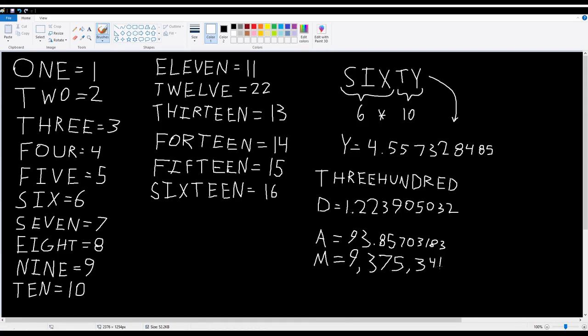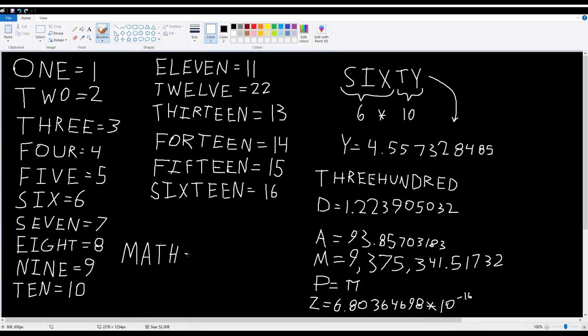Millions, m is, let's take a look at this, 9,375,341.51732. I also want p to be pi because that's funny, and I want the entire alphabet to be 42 when you multiply it. So let's make z 6.8036469 times 10 to the negative 16th power. Now we can do even more math by spelling, but more importantly, we can now finally figure out the value of math. It's 1.082513134 times 10 to the power of 10.